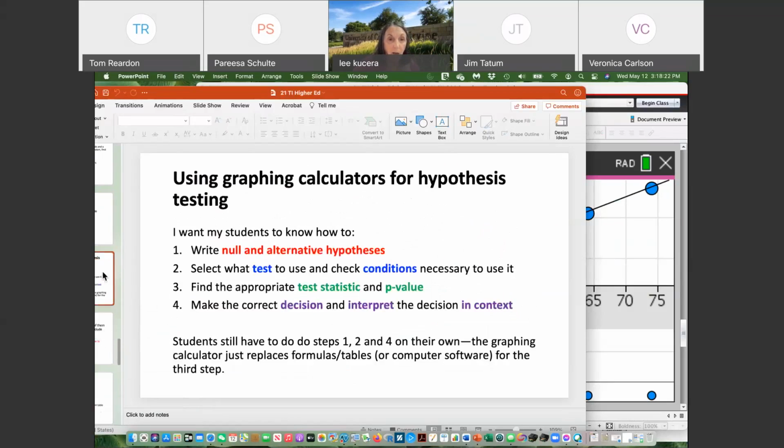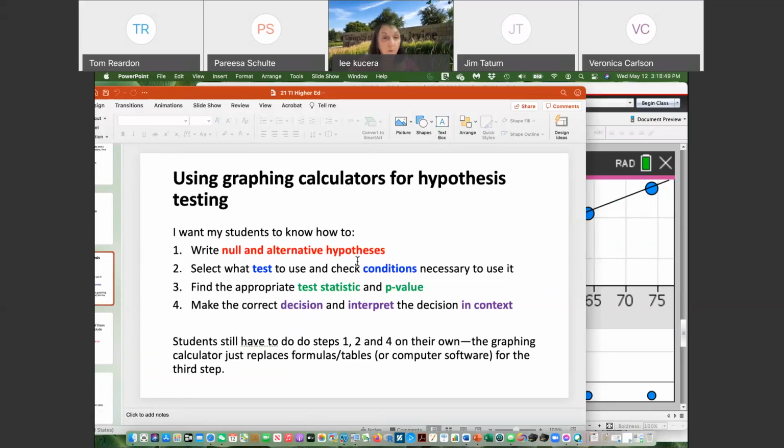Let's get down to hypothesis testing. Over a third of my course is hypothesis testing. So what's important in hypothesis testing? I want my students to know how to write null and alternative hypotheses. I want them to be able to select which test to use and check the conditions necessary to use it. I want them to find an appropriate test statistic and p-value, make the correct decision, and interpret the decision in context. That's what I want them to know when I'm done with inference.